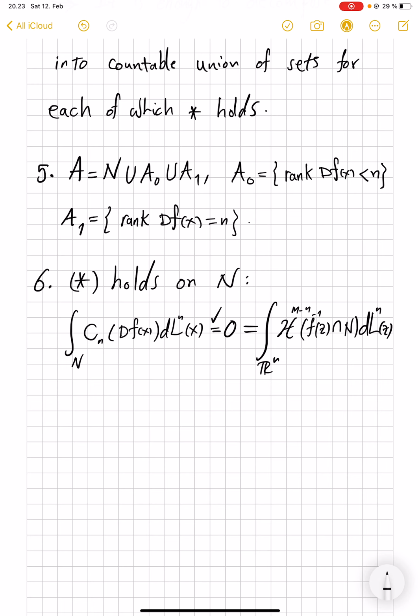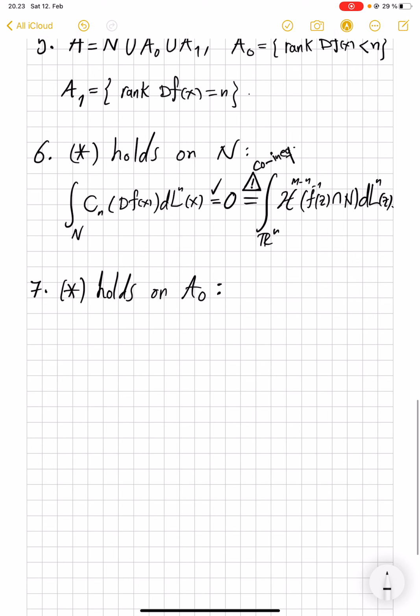This one here, though, is not an immediate fact, as we have been talking a lot about. It follows from the Coarea inequality, which allows us to deal with the null sets N. Okay, so that takes care of it. The Coarea formula holds on A0.